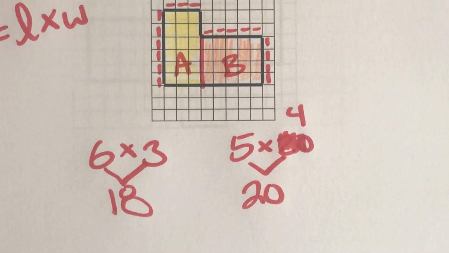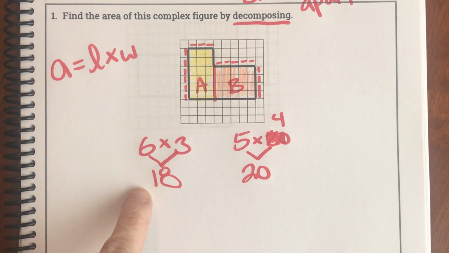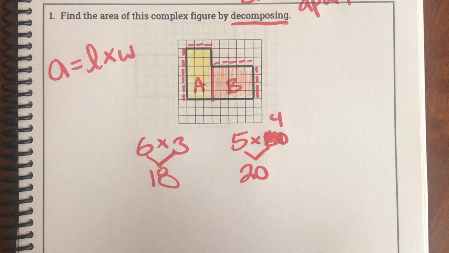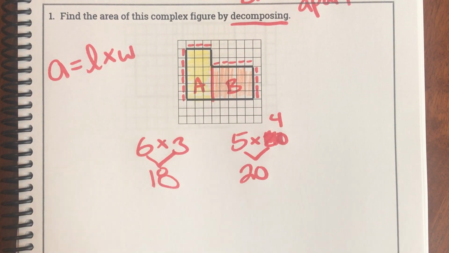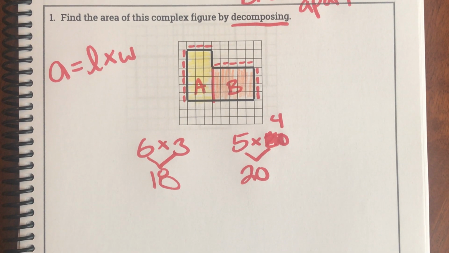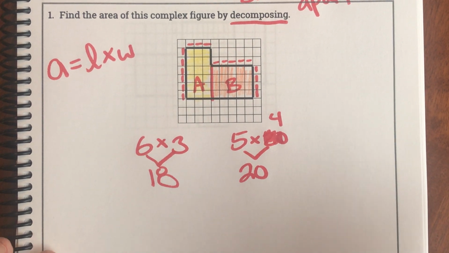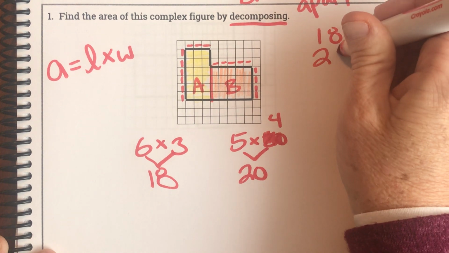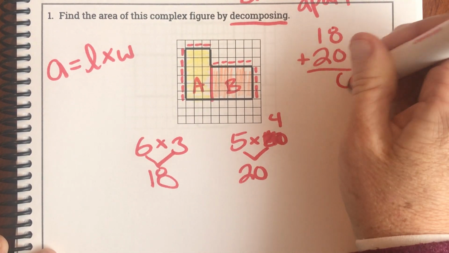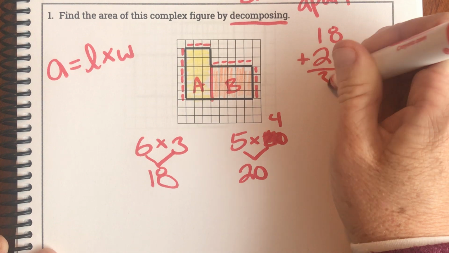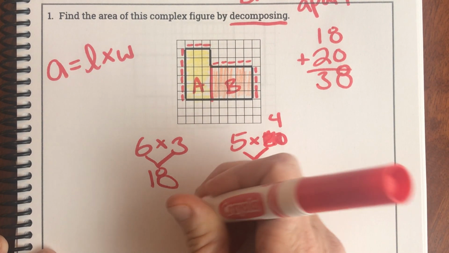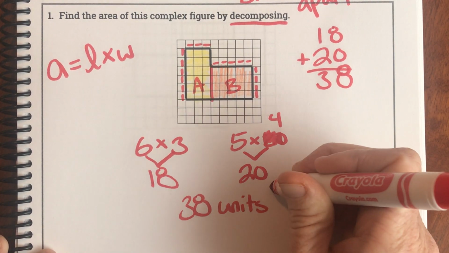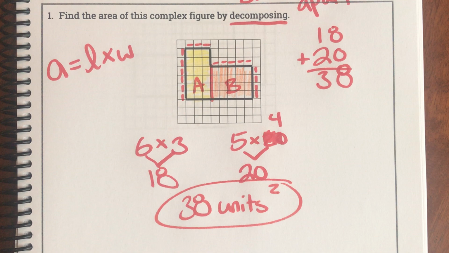So my area of A is 18, my area of B is 20, so the area of this complex shape would be both of them added together. So let's add A plus B, which is 18 plus 20. I could do some side work if I'd like. And I get 8 plus 0 is 8, 1 plus 2 is 3. So my answer would be 38. My measurement is units, and area is always squared.